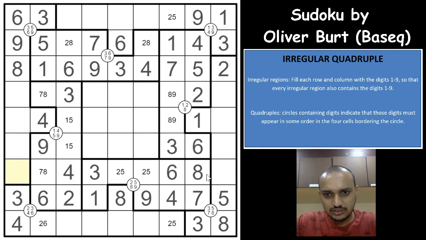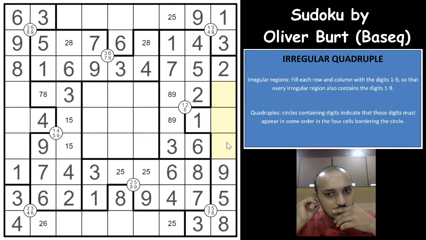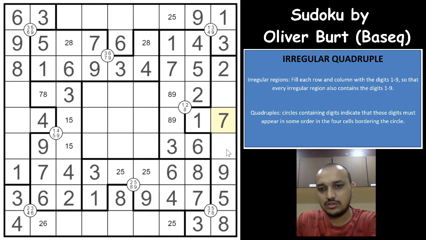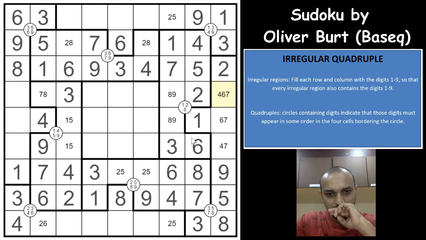And this 8 gives you a 7 here. So this is 1 and 9 remaining. So this is 9, this is 1. And these 3 cells are 4, 6 and 7. Sorry. 6, 7, 4, 6 and 7. And 4, 6 and 7, right?